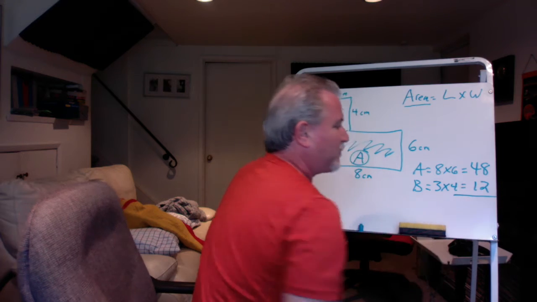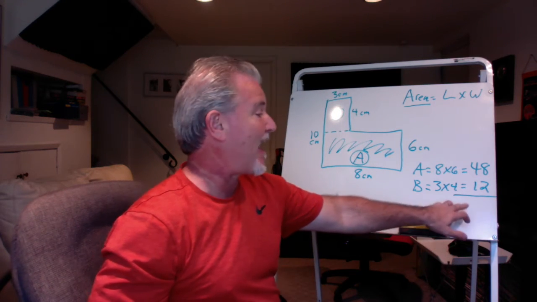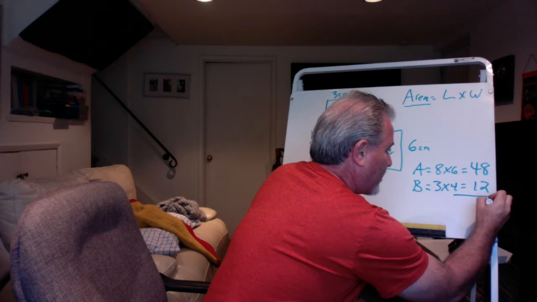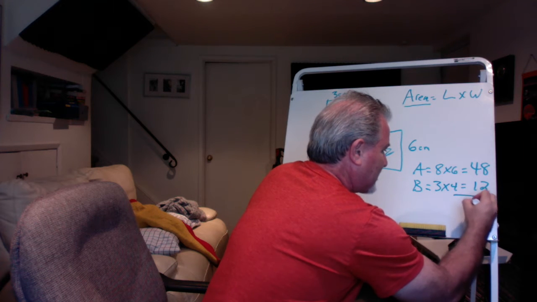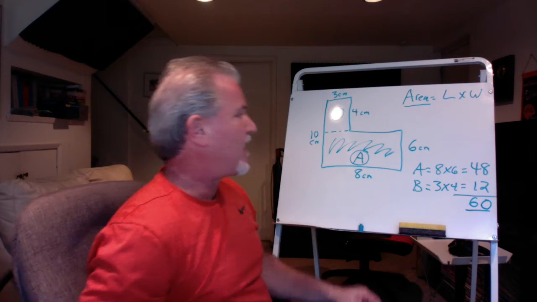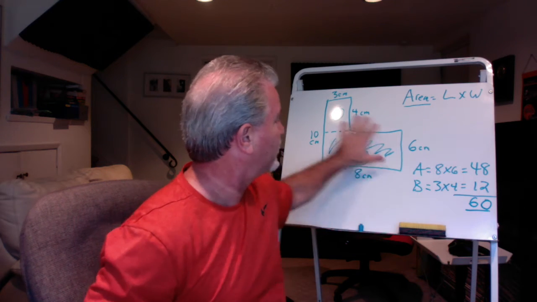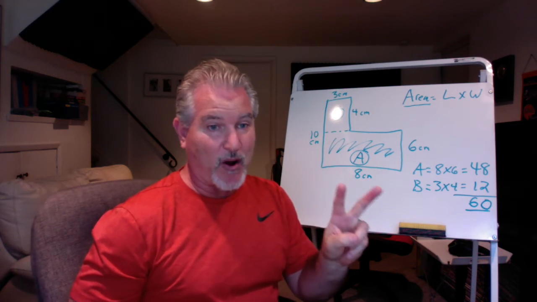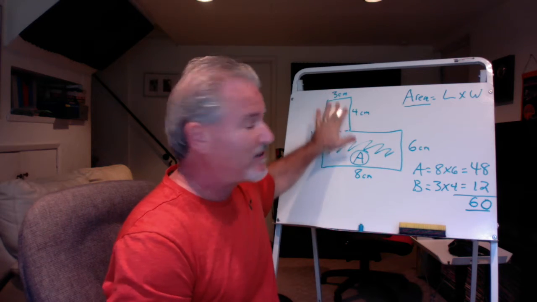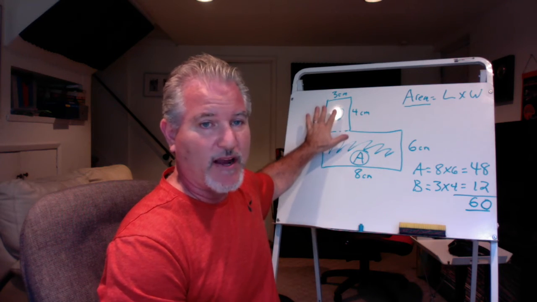So now that we have our two rectangles' areas, we are going to simply add them together. We're going to add these, and we are going to get 60 as our total area. So 60 is going to be our answer when we add these two together. Now, this is just two-dimensional, two rectangles.